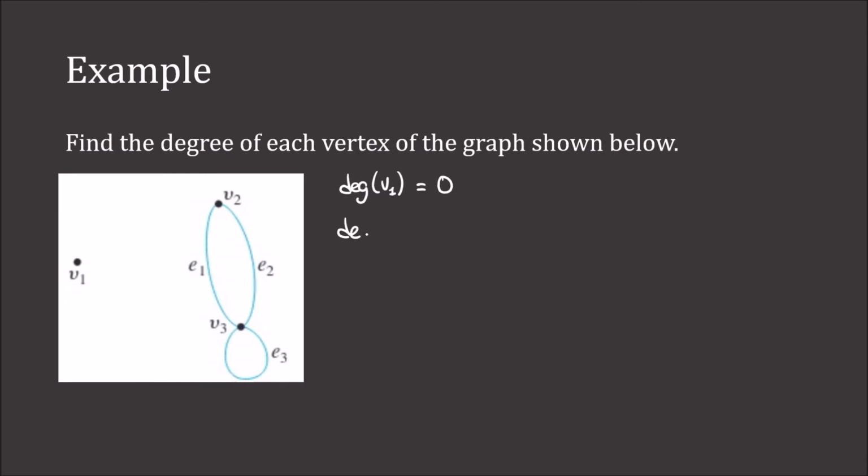All right, let's now look at degree of V2. So we have edge 1 is incident, edge 2 is incident. That gives us 2. And finally, degree of V3. Edge 1 is incident, edge 2 is incident, and edge 3 is a loop, so that counts twice. So that degree is 4.